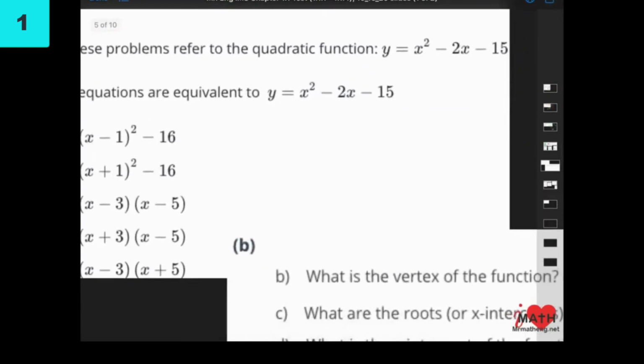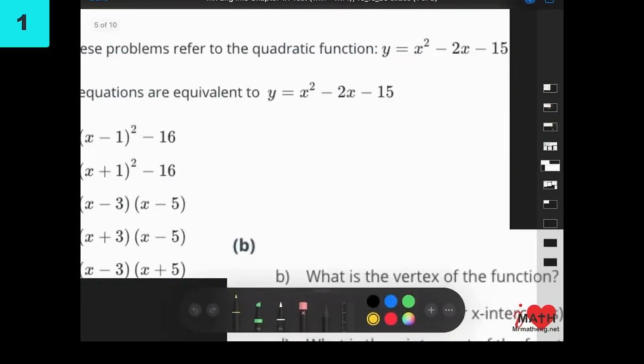Now, what form do I have here in, let's pick a color. Let's say yellow. What is this in yellow? What form is this? It has no parentheses. So this is standard form. What is standard form? ax squared plus bx plus c.